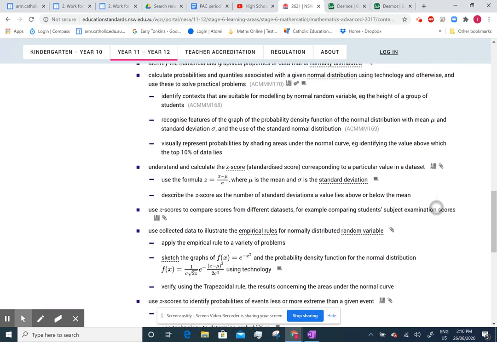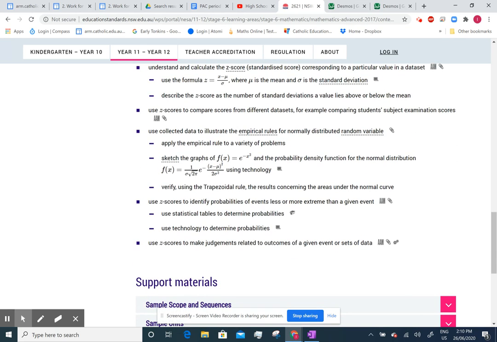Now, we haven't done z-scores yet, that's next. But I want to look at the third last dot point here. Use collected data to illustrate the empirical rules for normally distributed random variables. And there's a question in the sample paper where they show the third part of this dot point. And that's what I'm worried about, and that's what we're going to do in one of our lessons in the future. We're going to work out or confirm the probability distribution using the areas, the trapezoidal rule, under a normally distributed function that they give to us. But let's have a look at these other ones.